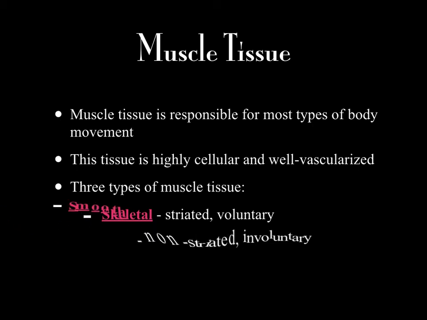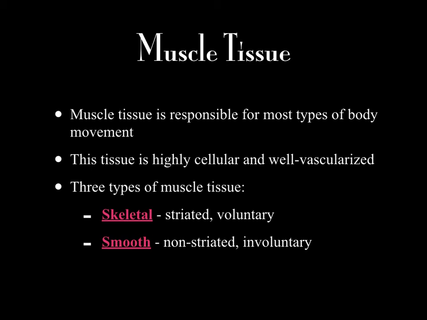Smooth muscle is non-striated and under involuntary control. You find smooth muscle lining your digestive tract, for example. And finally, we have cardiac muscle. Cardiac muscle is striated and it's under involuntary control, which is good because if we had to tell our heart to beat, most of us would be dead. So your cardiac muscle tissue that comprises your heart is under involuntary control.